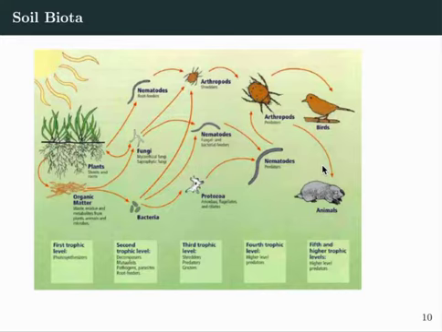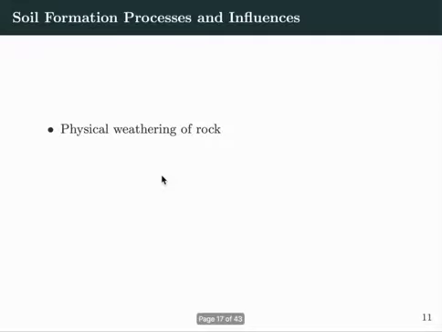Right. Organisms are critical. We're going to talk a lot more about the special relationship between mycorrhizal fungi and plants in the next lecture. So soils develop over time, and I want to talk about soil formation, those processes and things that influence them.